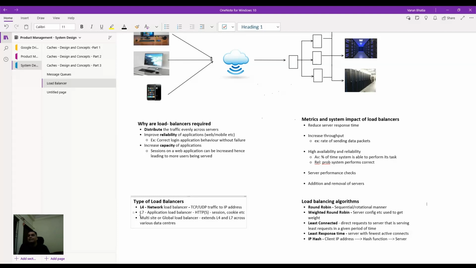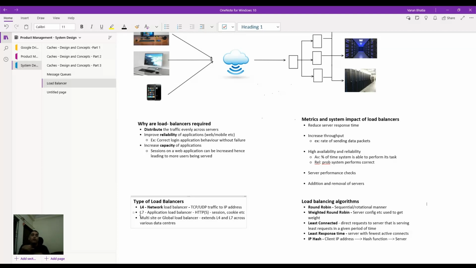Multi-site or global load balancers basically combine both L4 and L7 across various data centers, right? From a system design perspective, always try to keep in mind the trade-offs when you're choosing load balancing algorithms, and what are the metrics that you're trying to improve, or keep pretty much the same. So if you're saying that I'm trying to make the availability 99.99, and I'm going to increase my user base from 10K to 1 million, then for those 1 million users also the availability needs to be 99.999, right? Then what are the possible algorithms that you can think of?